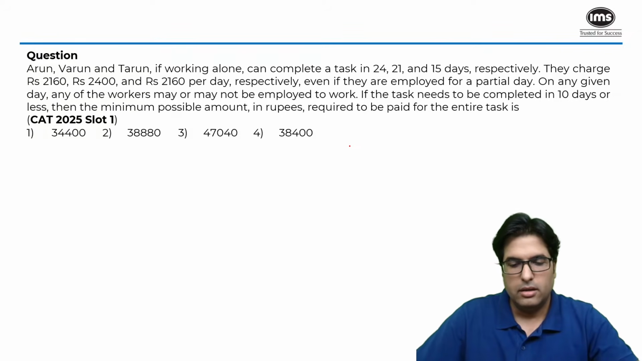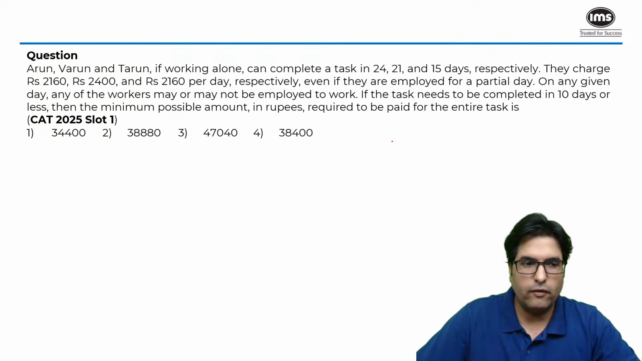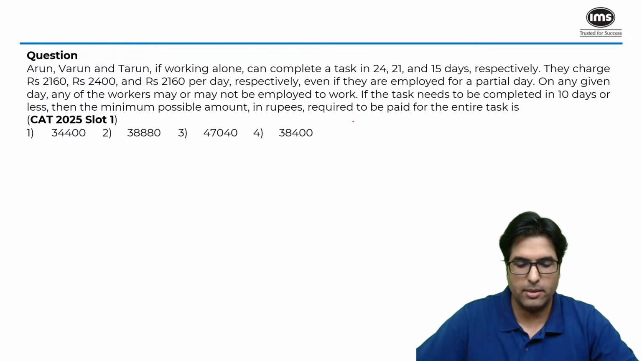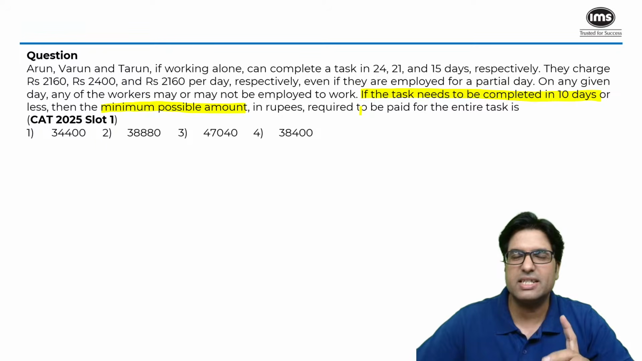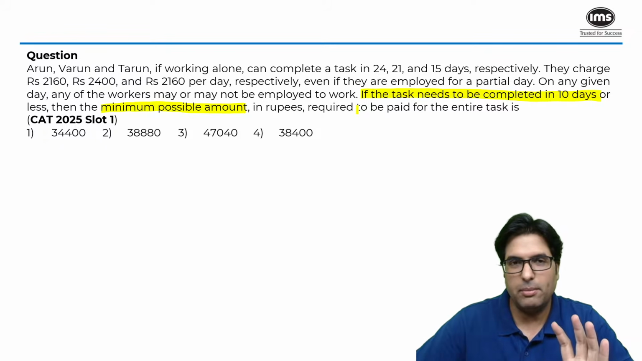All right. Just on the basis of this part, I've read the question. I'm sure you people would have read the question too. Just on the basis of this part, if the task needs to be completed in 10 days or less, then the minimum possible amount in rupees required. Just on the basis of this, I'll categorize this as type B and maybe come back later once I've finished off all the very easy questions of type A, something that was there in CAT 25 slot 2. But if such a question comes in my slot, I'll maybe mark it for B and come back later. Only because this is new.